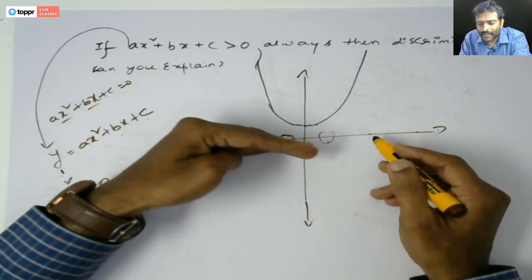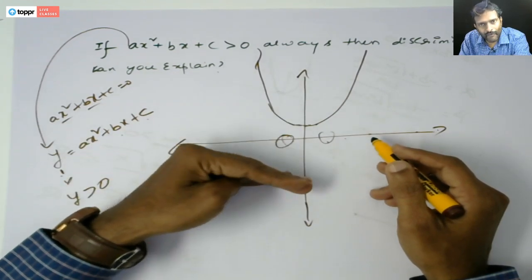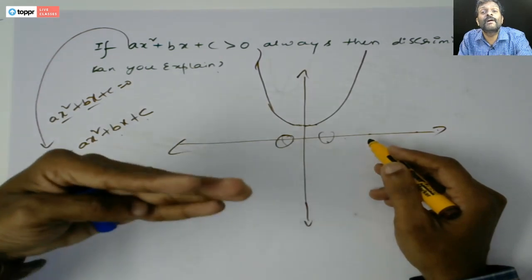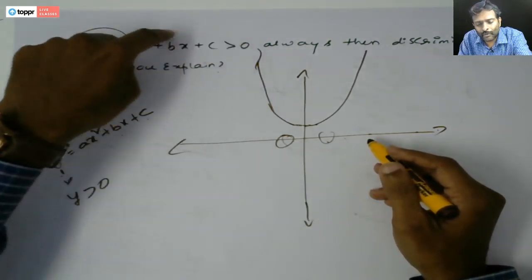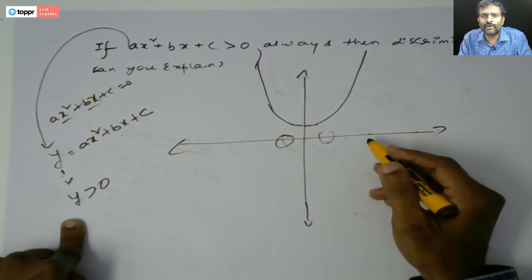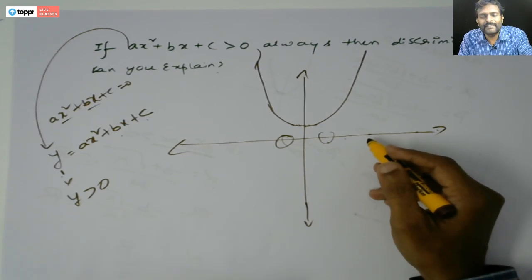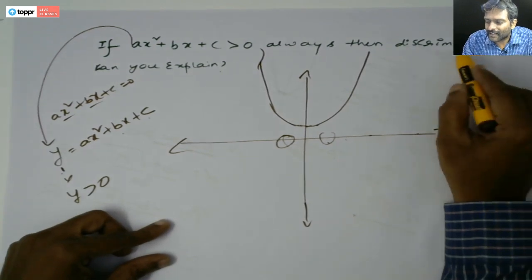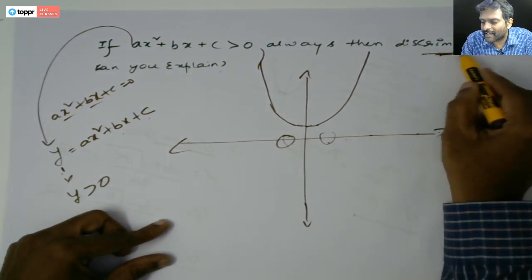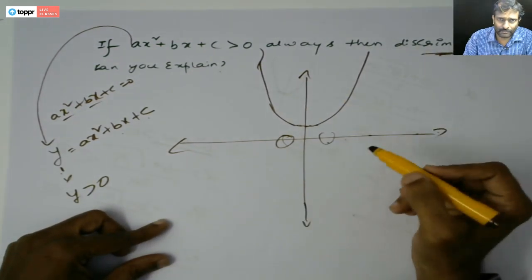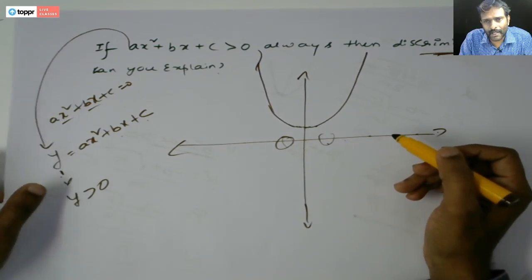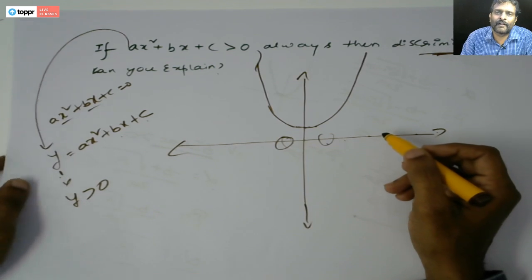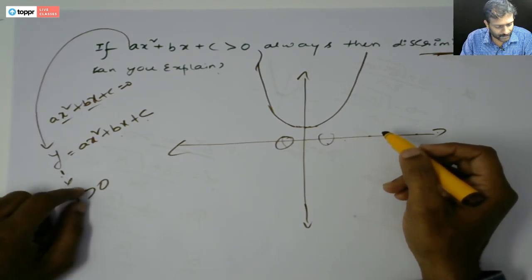That means there is no value of x for which y is becoming 0. That means there are no real values of x for which your y value is 0. That means there are no roots for it, no roots in real life. That is the reason the discriminant is less than 0. I hope I made sense to you. If you still have a question, you can leave a comment and I will get back to you on this.